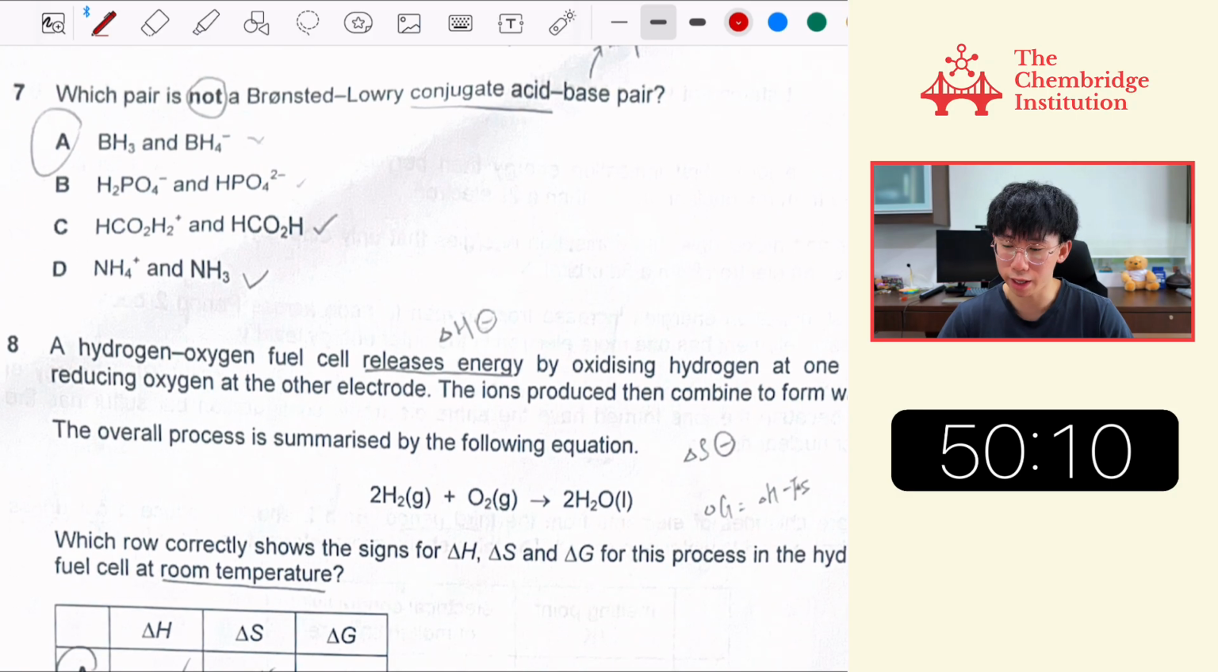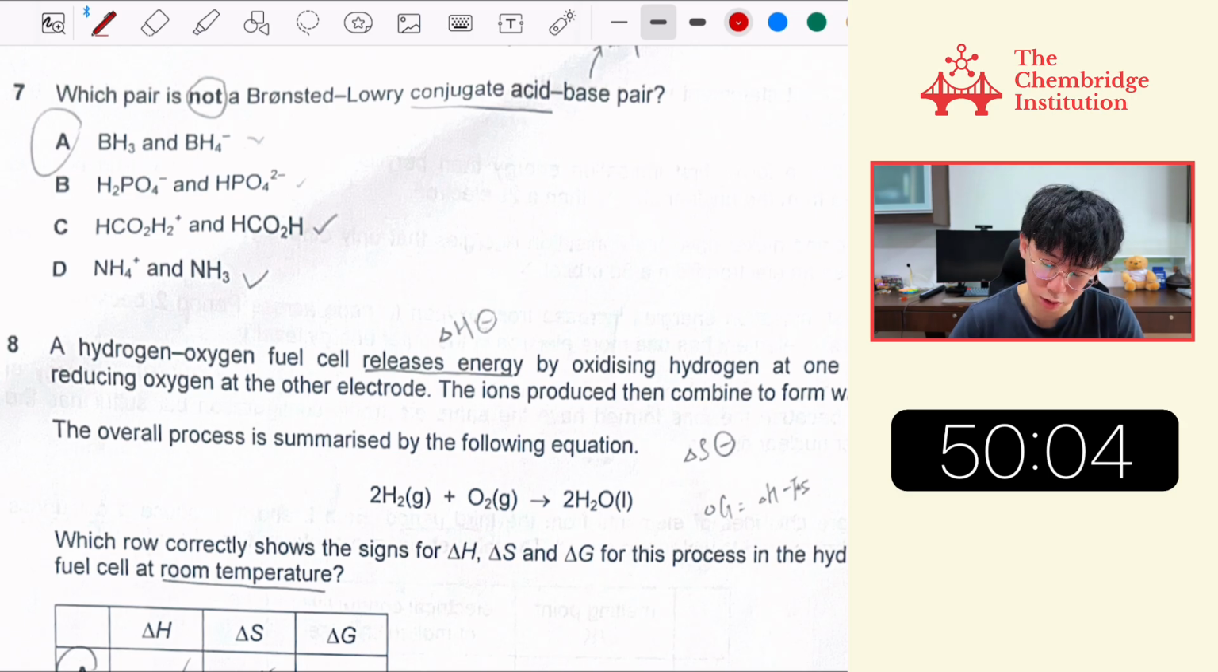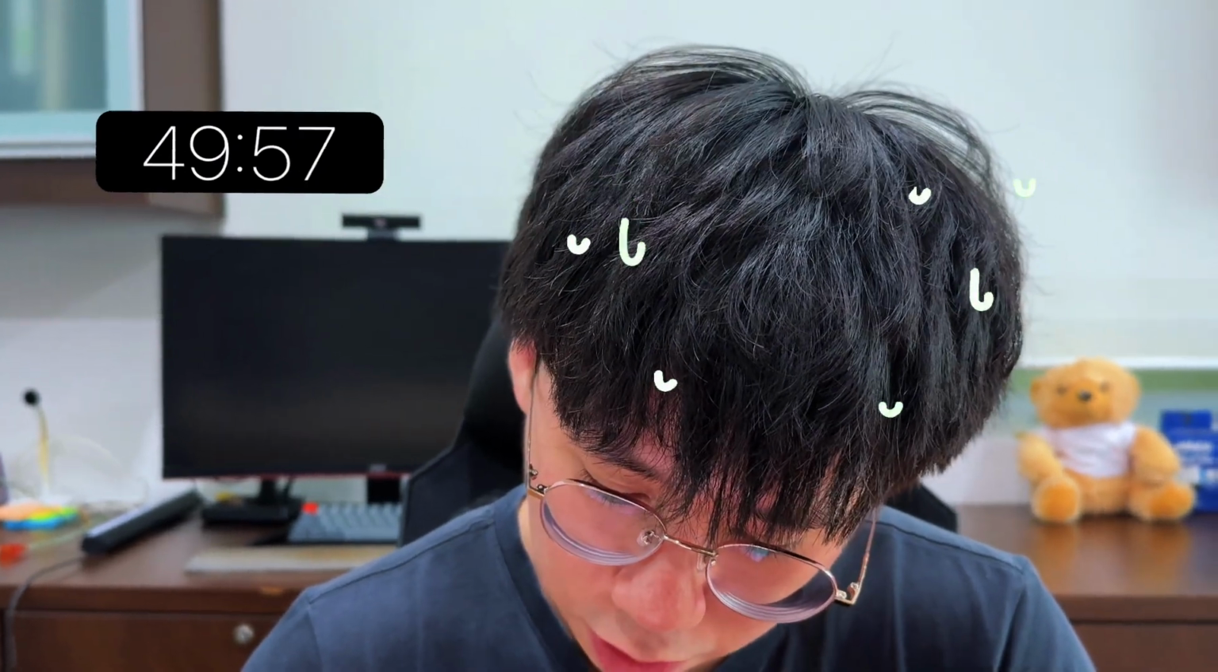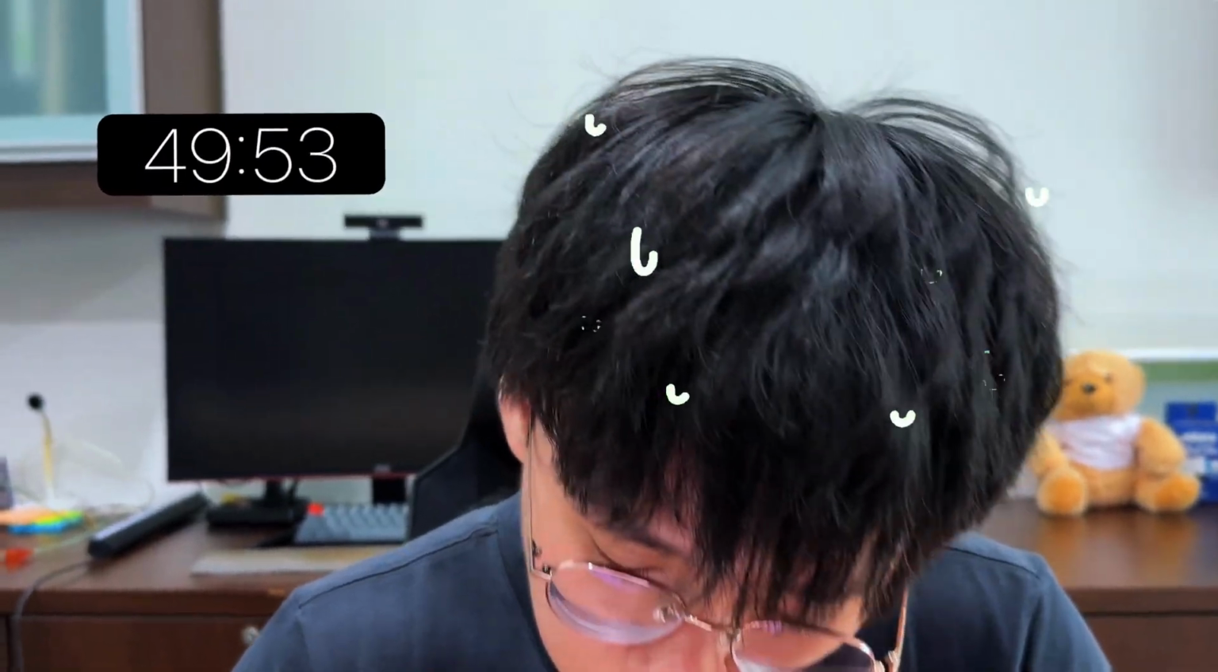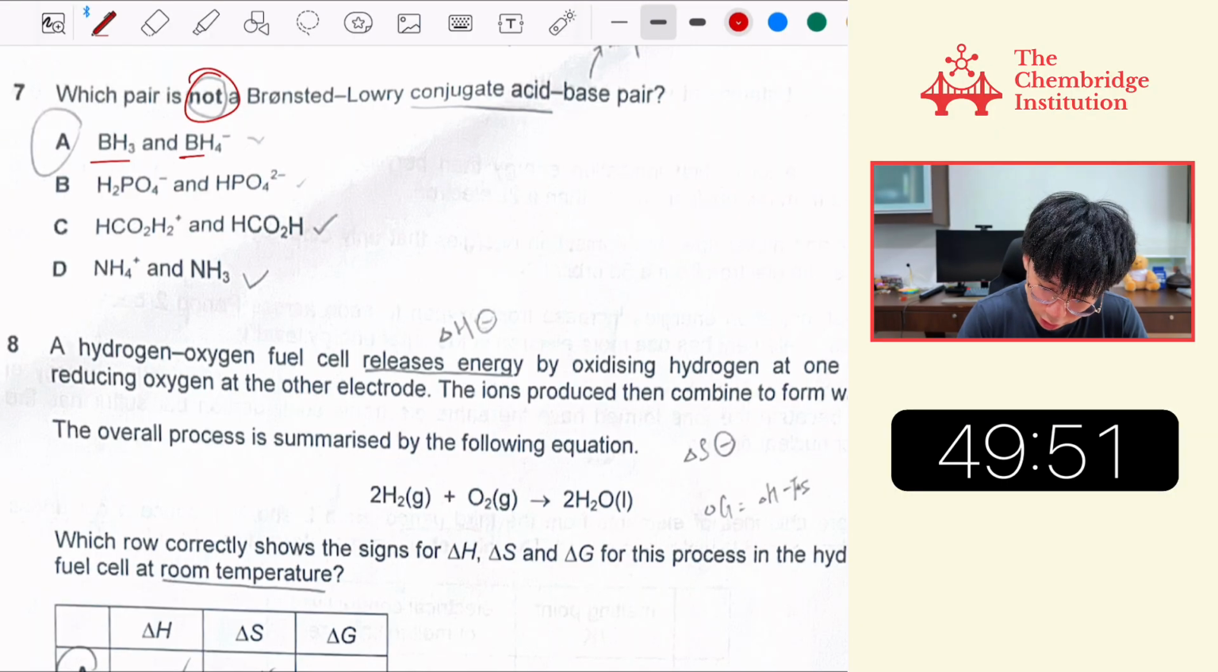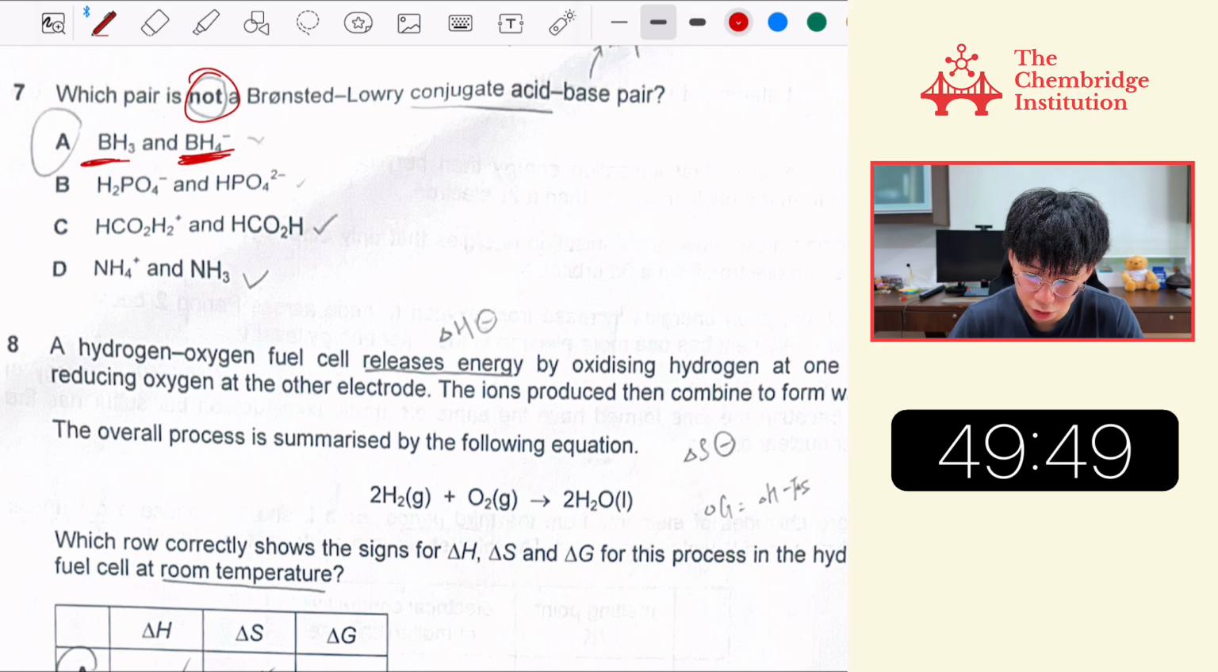Okay, next. Calculation takes very, very long. Which pair is not a Bronsted-Lowry conjugate acid base pair? Oh, this is not... okay, so I have to choose one. BH3 and BH4 minus. One should be a proton donor and one should be a proton acceptor. This does not really look like it. There's no positive charge. Okay, I'll just skip this.